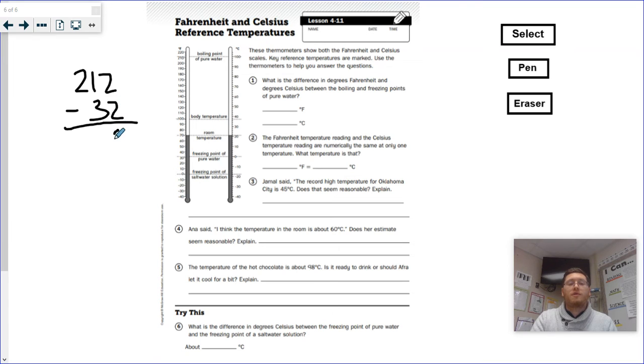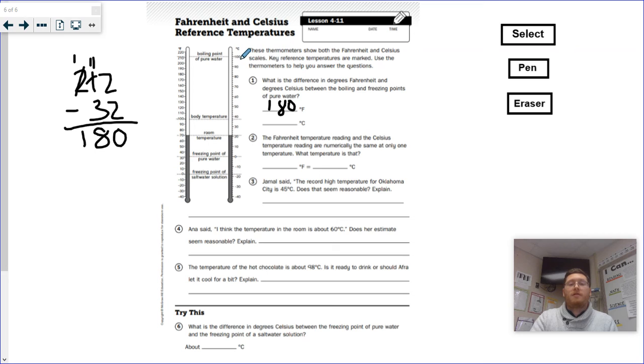So 2 minus 2 is 0. I can't take 3 from 1, so this becomes a 1. This becomes an 11. That's an 8. And this becomes a 1. So the difference in Fahrenheit would be 180 degrees Fahrenheit.